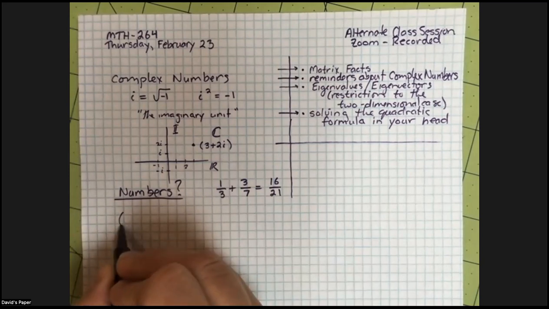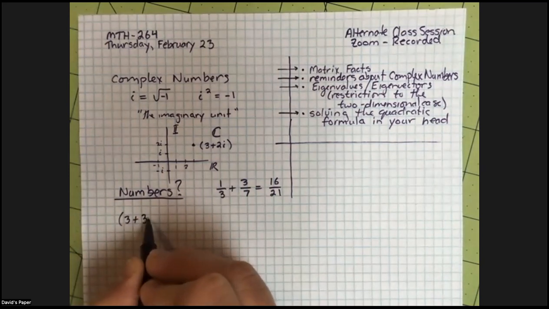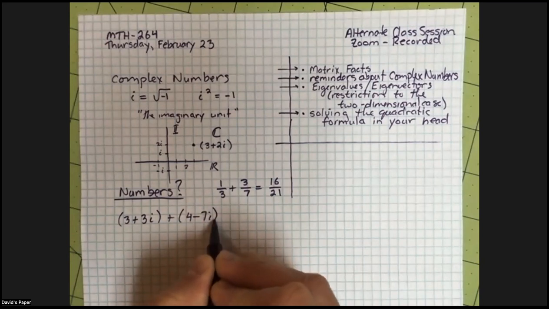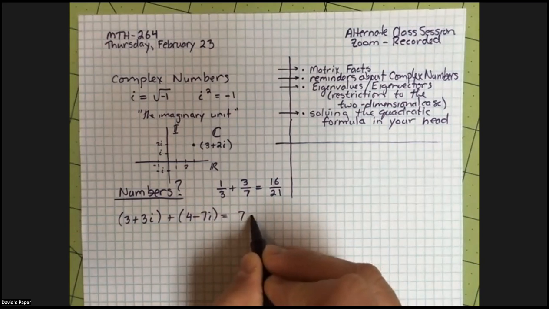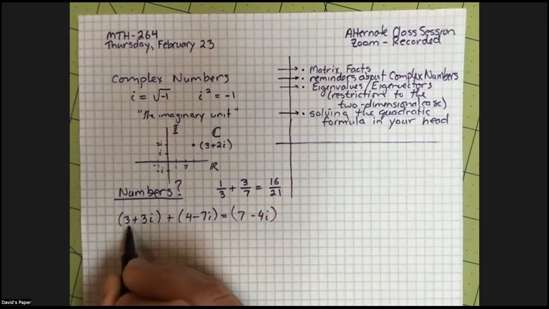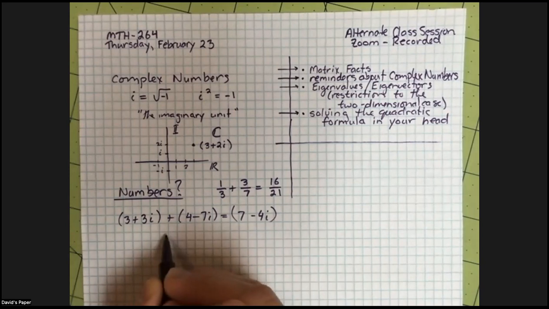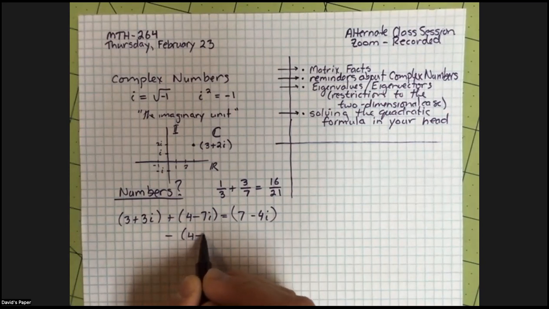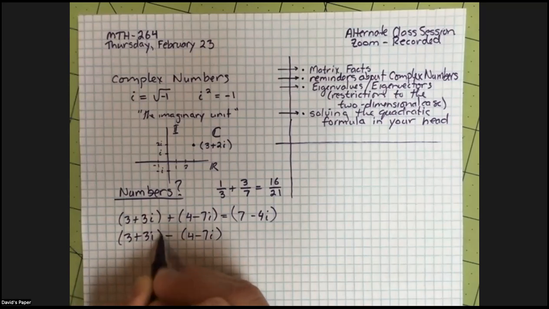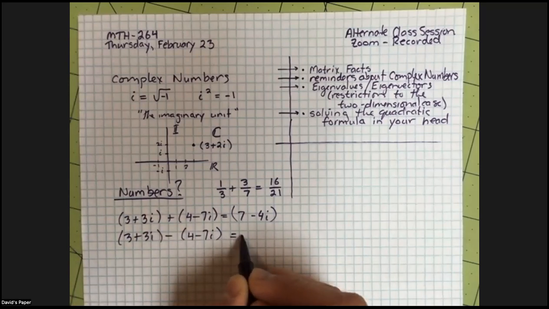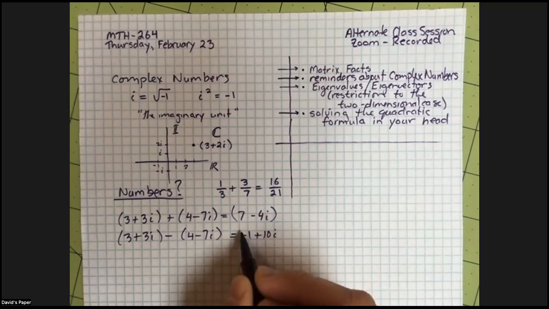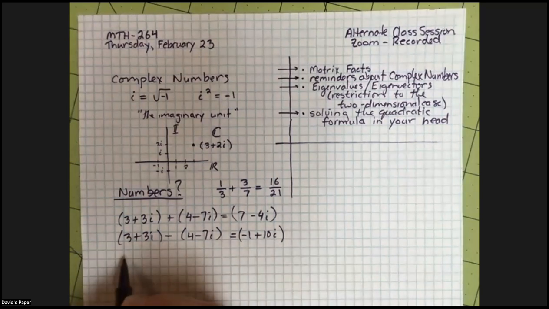Now, likewise with complex numbers, if I said 3 plus 3i, plus 4 minus 7i, if I show you how to add, subtract, multiply, and divide them, you add them by adding like terms. You subtract them by subtracting like terms. Before you say this is too simple, hang on for a second.